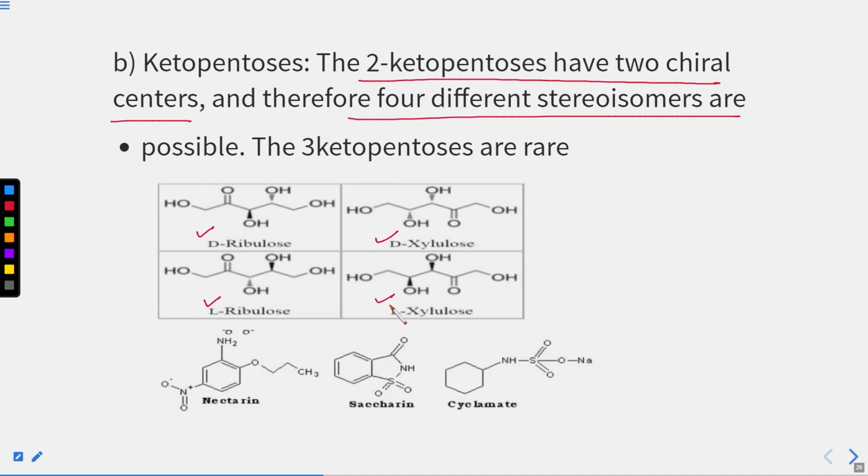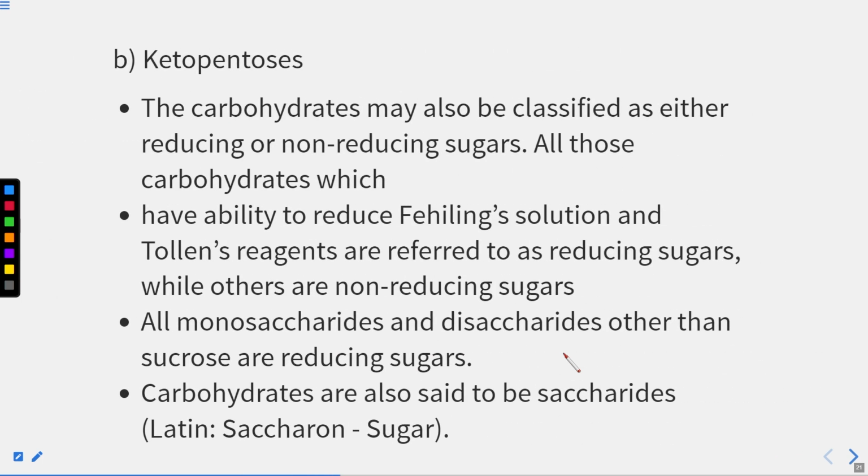And the ketopentoses are rare. Some of the rare ones are nectarine, saccharin, and cyclamate. These are the ketopentose examples. Now, what are the ketopentoses?